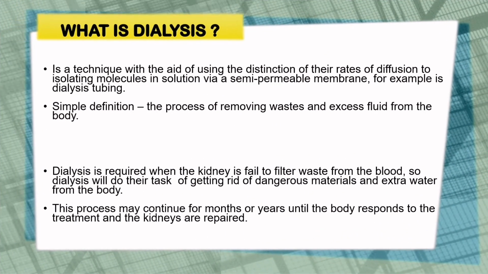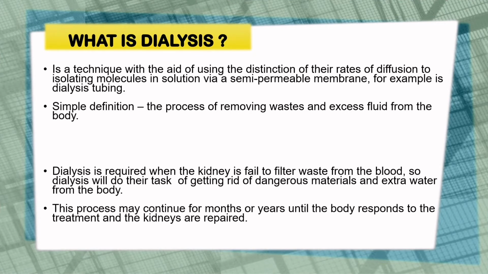What is dialysis? Dialysis is a process of removing waste and excess fluid from the body. It is a technique that uses the difference in rates of diffusion to isolate molecules in a solution via a semi-permeable membrane, as an example, a dialysis tubing. Dialysis is required when the kidney has lost 90% of its efficiency to filter waste from blood. Dialysis will take over the kidney's role to remove excess fluid and chemicals from the body. This process may continue for months or years until the body responds to the treatments and the kidneys are repaired.